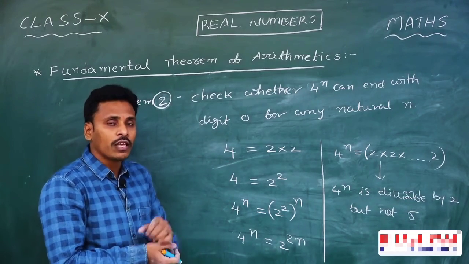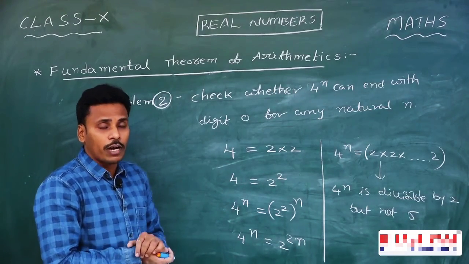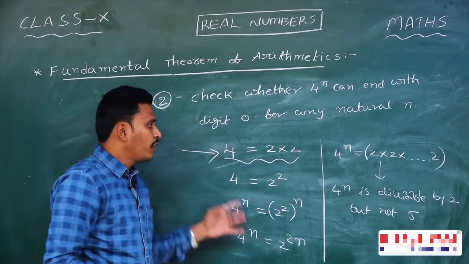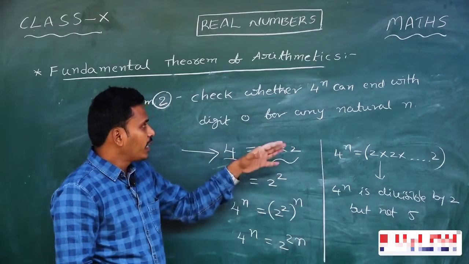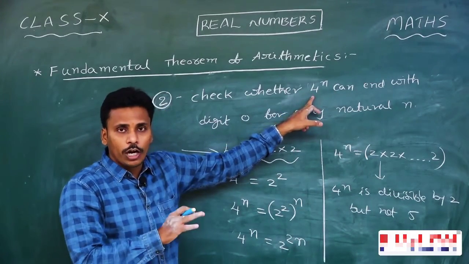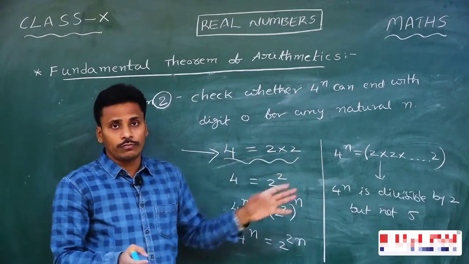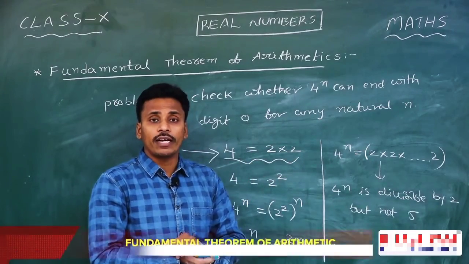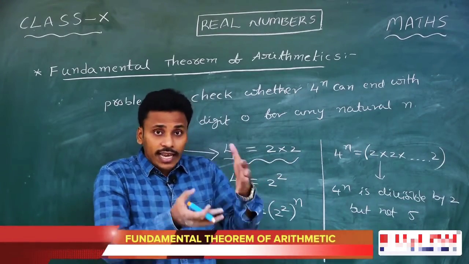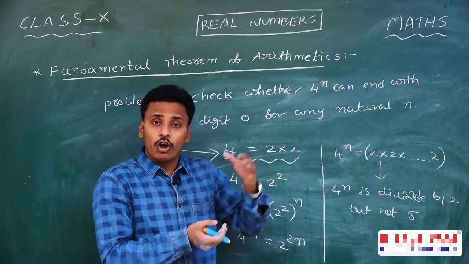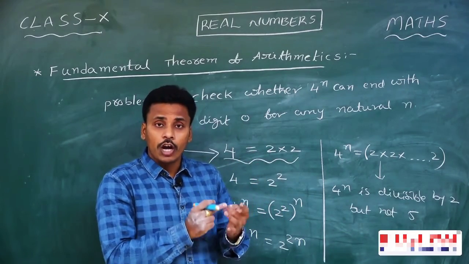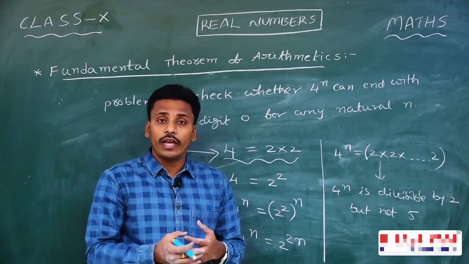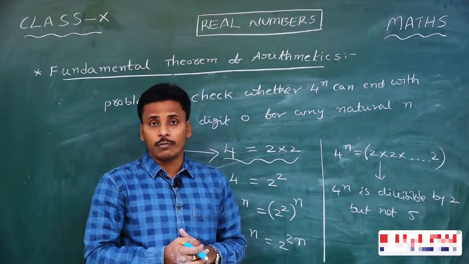All these types of problems, we just start with the statement of the fundamental theorem of arithmetic, expressing the given number as a product of primes, and we continue like this. And that's the problem. At the end, this 4 power n is divisible by 2 but not 5, so it never ends with digit 0. So in this class, we learnt about the statement of the fundamental theorem of arithmetic and the establishment of the statement, starting from factors, prime numbers, composite numbers, and expressing composite numbers as a product of different primes, and from there we established the statement of the fundamental theorem of arithmetic.